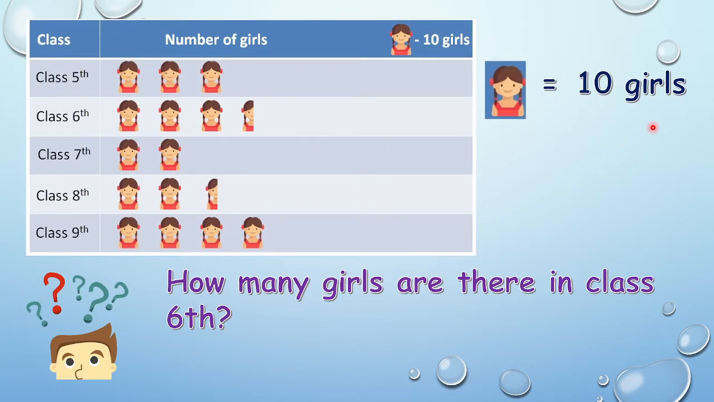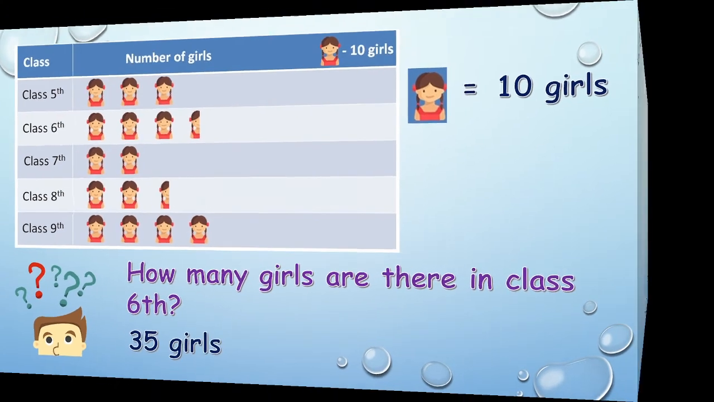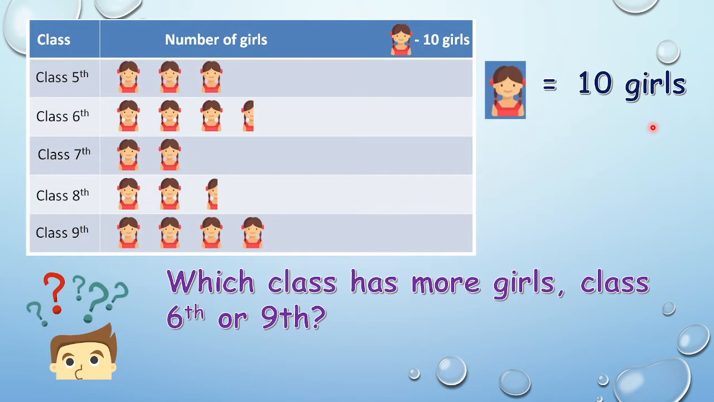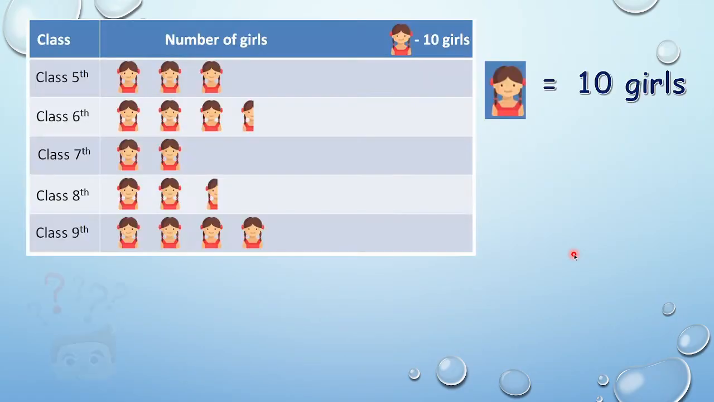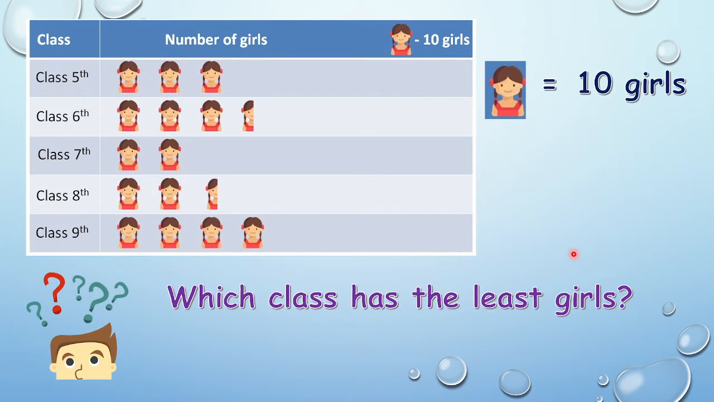So let's answer. How many girls are there in class 6? There are 35. Yes, 35 girls. Next. Which class has more girls, class 6 or class 9? Class 9. Yes, class 6 has 35 and class 9 has 40. Next, which class has the least girls?